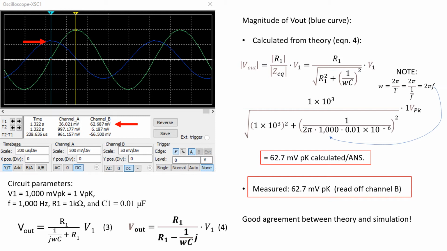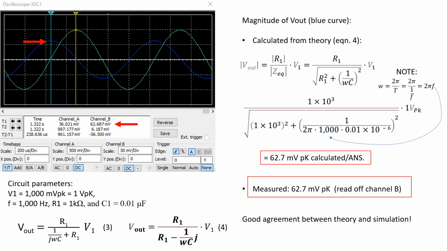Note, we've converted omega, the angular frequency, whose units are radians per second, into units of frequency using the formula omega is 2 pi times frequency, where frequency is given in hertz. When we plug in the values for our circuit parameters and divide the magnitudes, we get a result of approximately 62.7 millivolts peak. We can compare this to the measured value we get from our oscilloscope data.